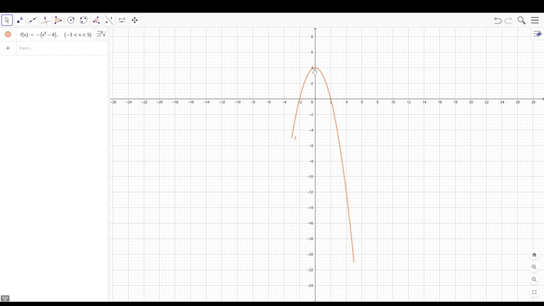So for this one, does this function achieve its maximum? Who can tell me in the chat? Is there a maximum there? Yes. What about a minimum? Does it achieve a minimum? No, it does not achieve a minimum. Okay. So again, the max-min theorem doesn't work here because this is not a closed and bounded interval.